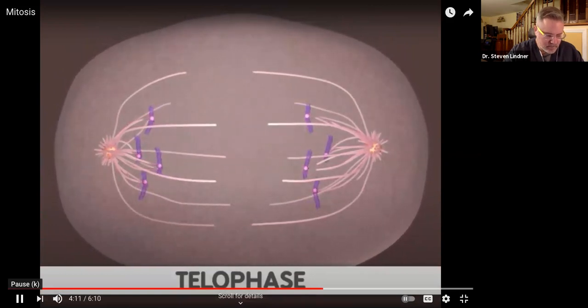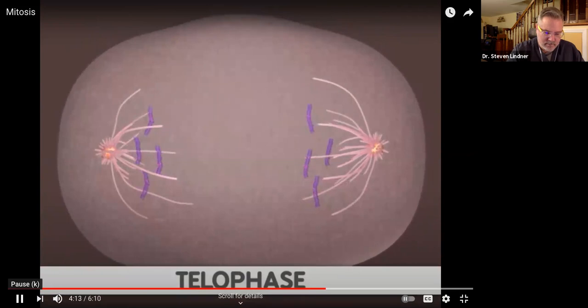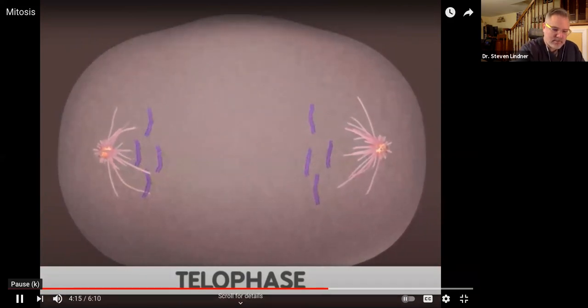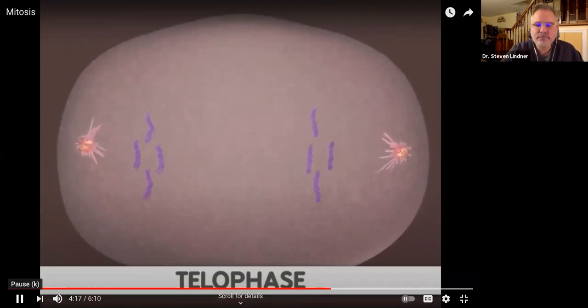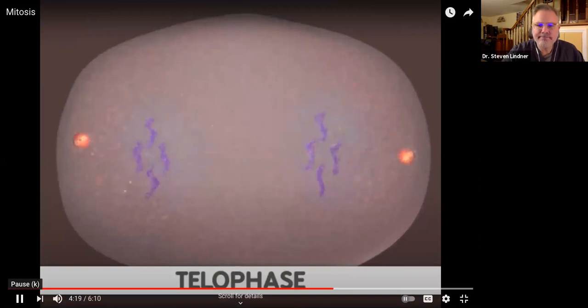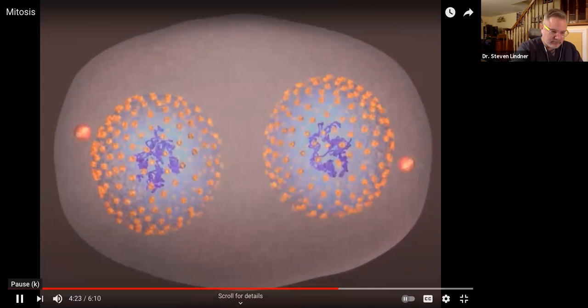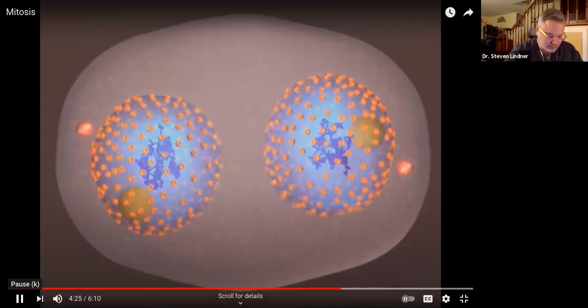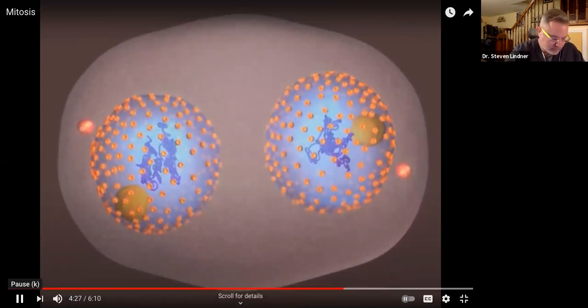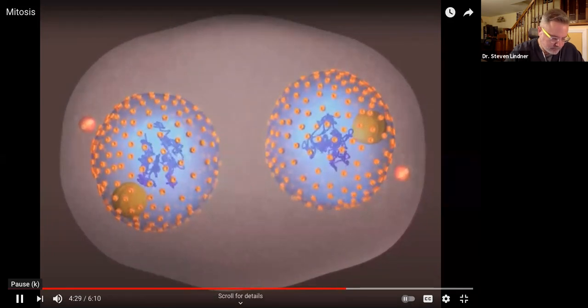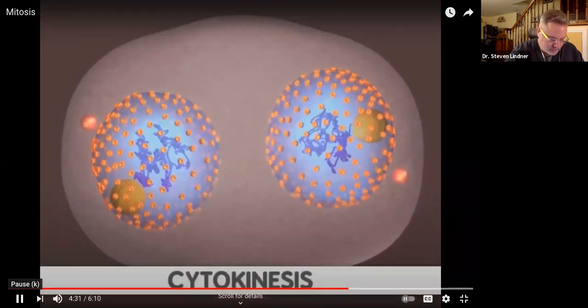A new nuclear membrane surrounds the chromosomes at the end of each cell, and the chromosomes uncoil and return to an uncondensed state. Mitosis is now complete. The formation of two cells is all that remains. Following mitosis, the cell undergoes a process called cytokinesis.